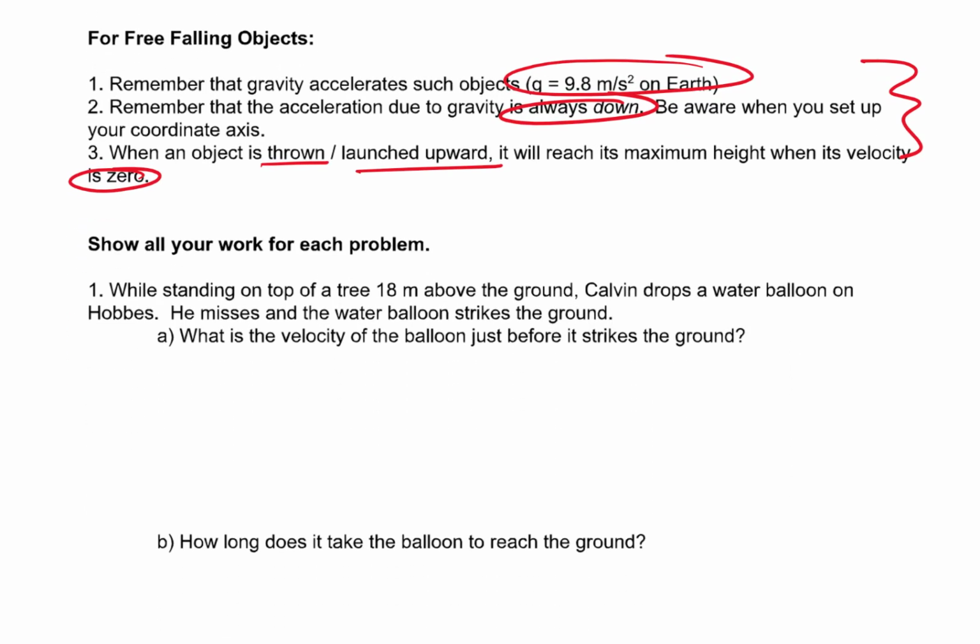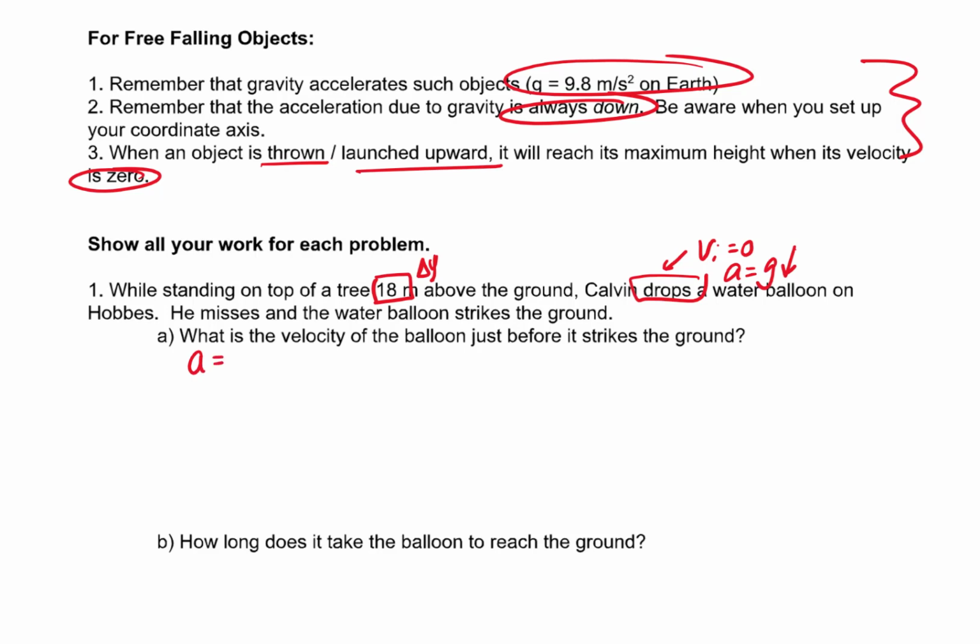So, standing on a tree 18 meters above the ground, we drop a water balloon and it hits the ground. We want to know the velocity just before it hits the ground. So, we're going to drop it. That tells me the initial velocity is 0. That also tells me we're dealing with a free fall problem, so the acceleration is gravity down. And we have our delta y. So we're going to write down all the things that we know.